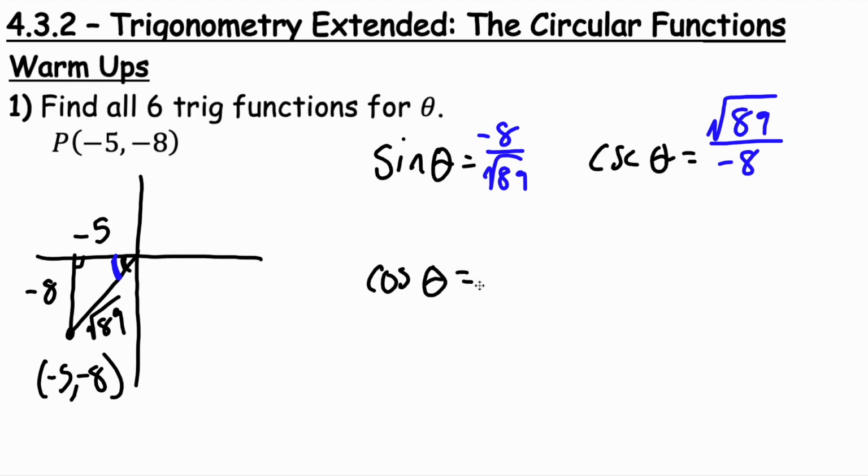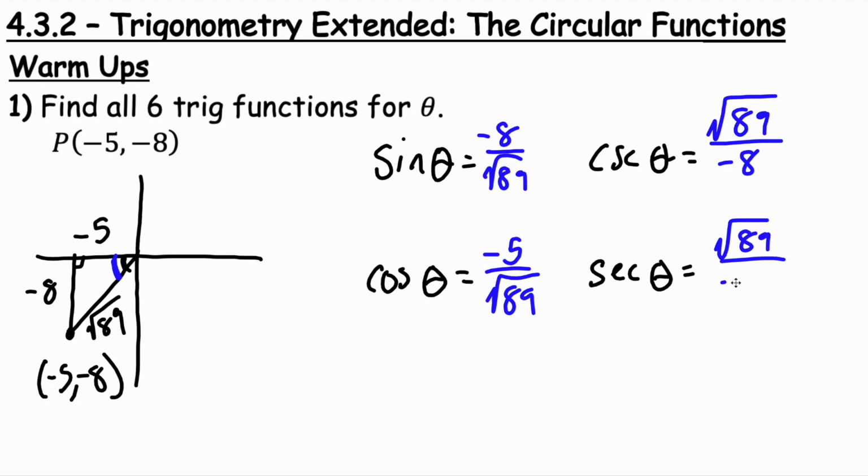All right, cosine. For cosine, we have adjacent. Now we're looking at -5 is adjacent over hypotenuse is square root of 89. For secant, we will just flip our fraction. So square root of 89 over -5.